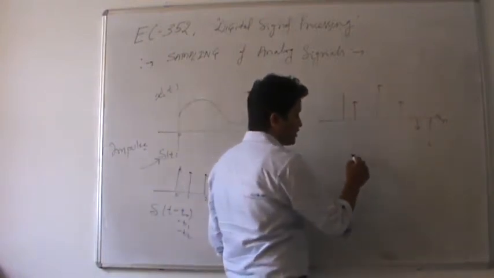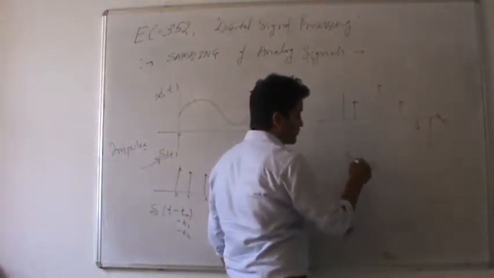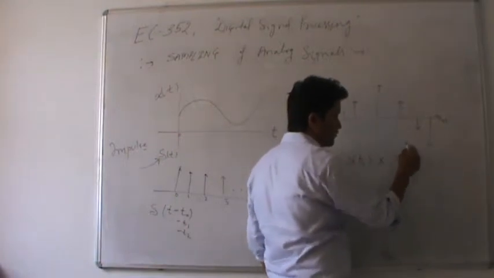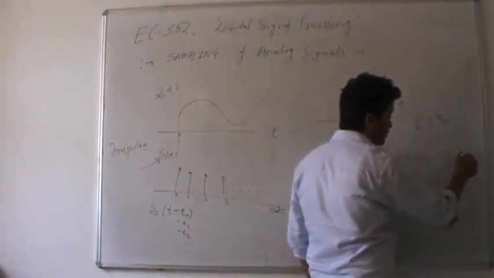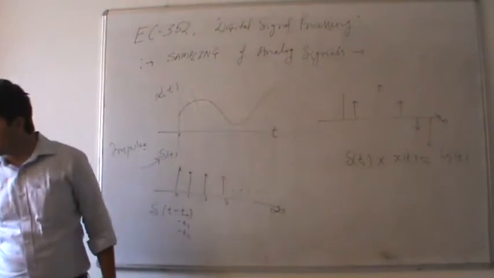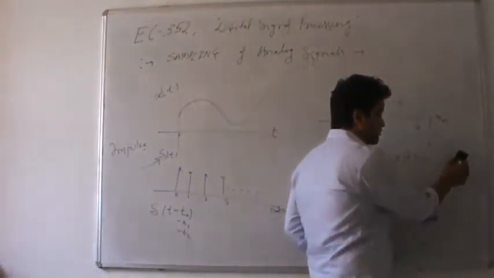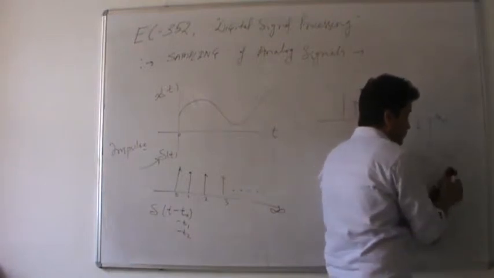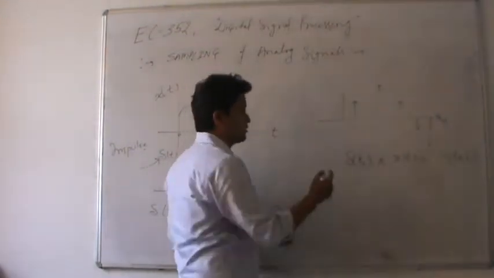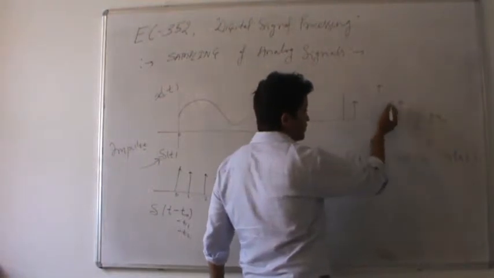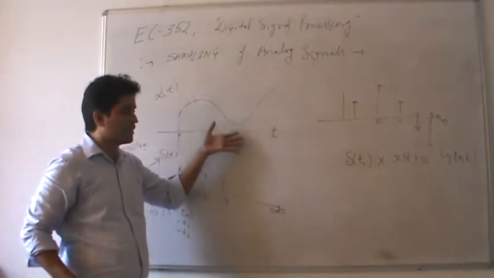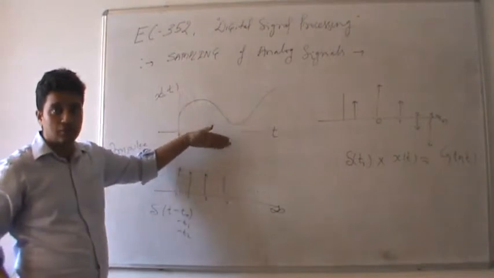I can write an equation form here: delta t multiplied with x of t will result in, suppose, g of t. Now there is an important point: the signal is not continuous now, so I can write it in discrete form as g of nT, where n is the sample position: zero position, first, second, third. It's a rough example, not exactly mathematically correct, just an indication of how we can convert a continuous signal into discrete format.